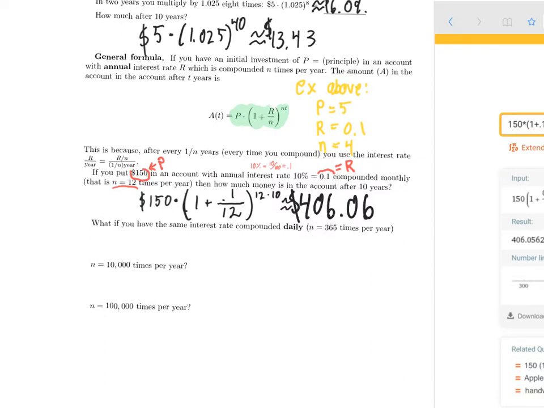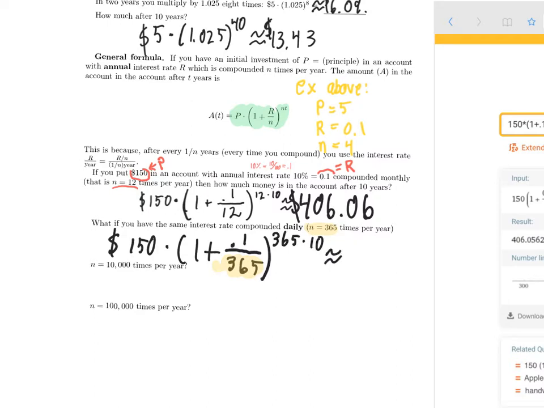So let's compound 365 times per year. What do we wind up with? Well, we have the same formula. P is still 150 times 1 plus the annual interest rate, 0.1, divided by n, which is 365. Maybe just for emphasis, n is 365, so this is n, raised to the n times t, so 365 times 10.